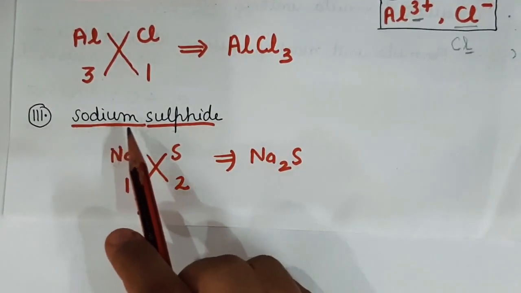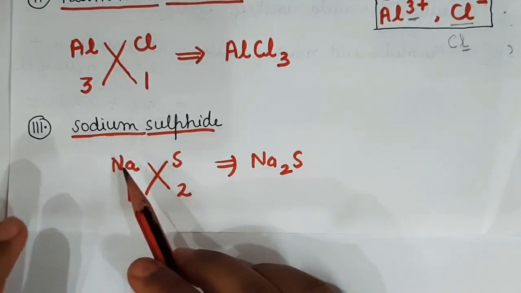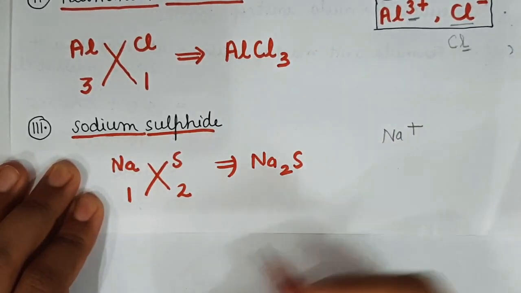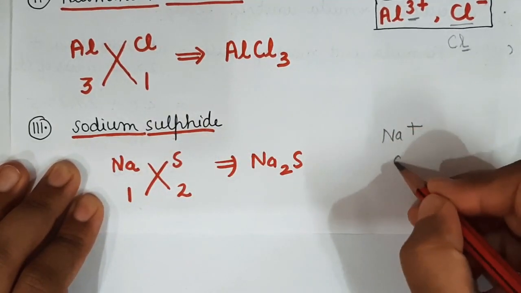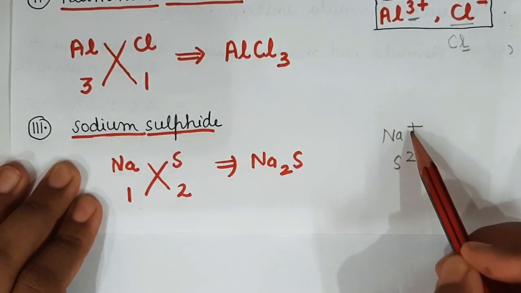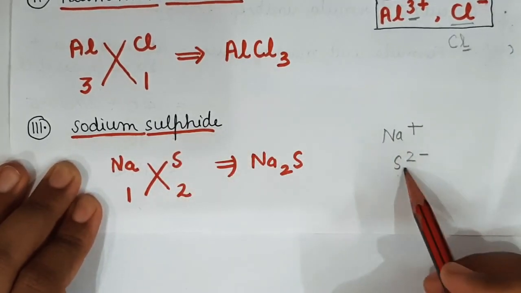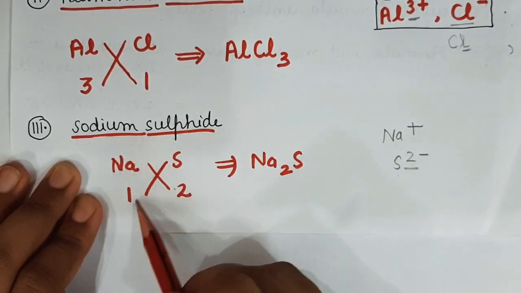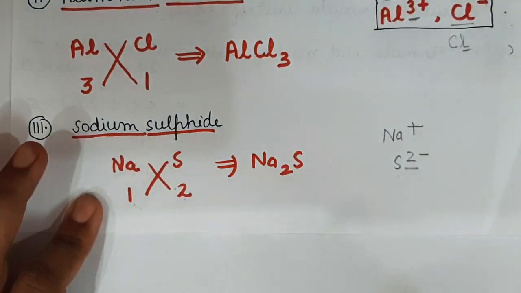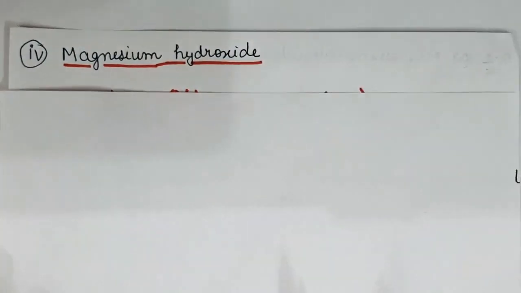Third part is sodium sulfide. Sodium, what is the formula? It is Na+. And what is the formula of sulfide? It is S2−. So Na, that is the symbol. Valency is 1. Now coming to sulfide, symbol is S. Valency is 2. So cross multiply. Na2S. Clear?